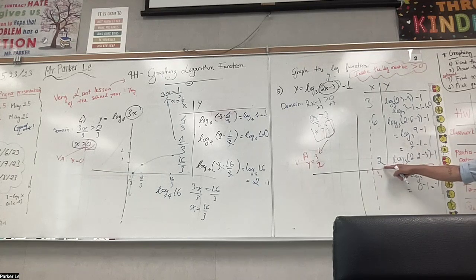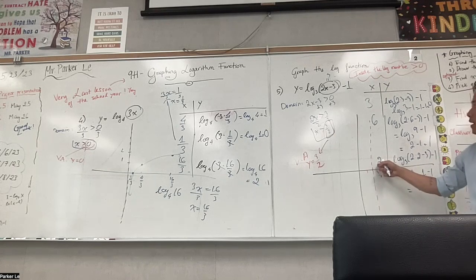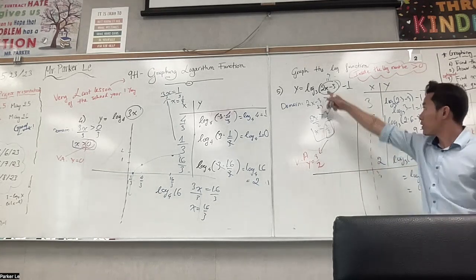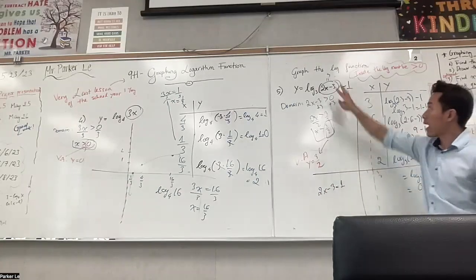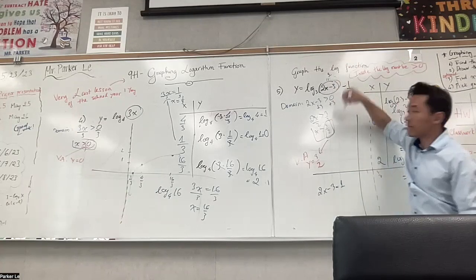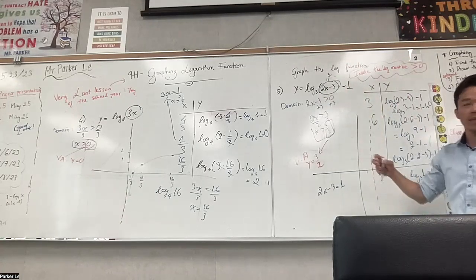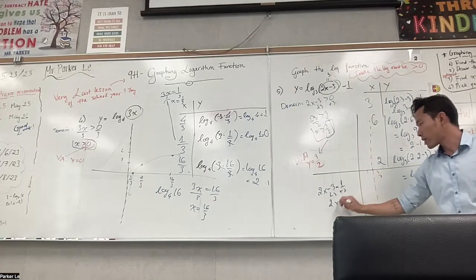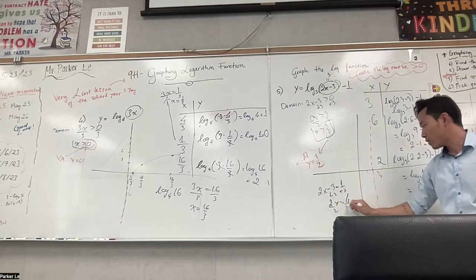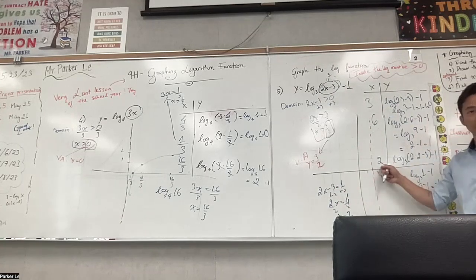How do you know this 2? I'm just testing if you now understand it. How do I know 2 is a good point? Looking at the base: 2x minus 3 plus 1. You want to solve 2x minus 3. I want this whole thing to equal 1, because log base 3 of 1 is 0. And then I let it equal 1 and solve this. So plus 3 on both sides, 2x equals 4. Divided by 2, x equals 2. That's why 2 is good.